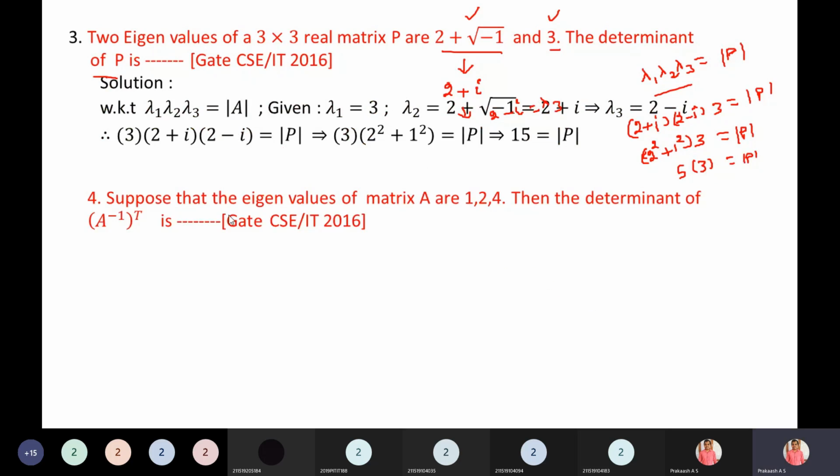Suppose the eigenvalues of a matrix A are 1, 2, 4. Then we want to find the determinant of (A inverse) whole transpose. The given data are lambda 1 equal to 1, lambda 2 equal to 2, lambda 3 equal to 4. We know the property that A and A transpose have the same eigenvalues.